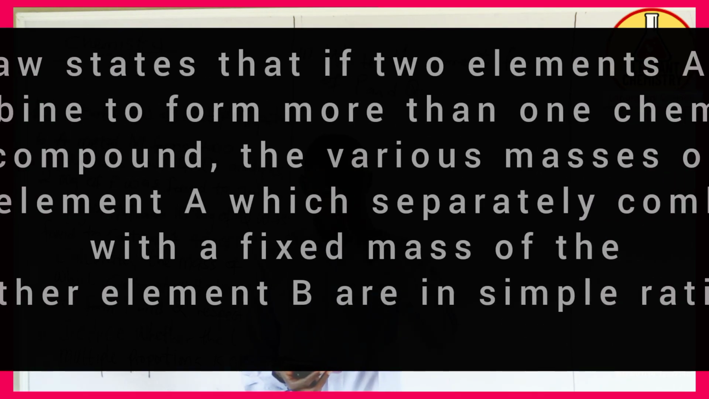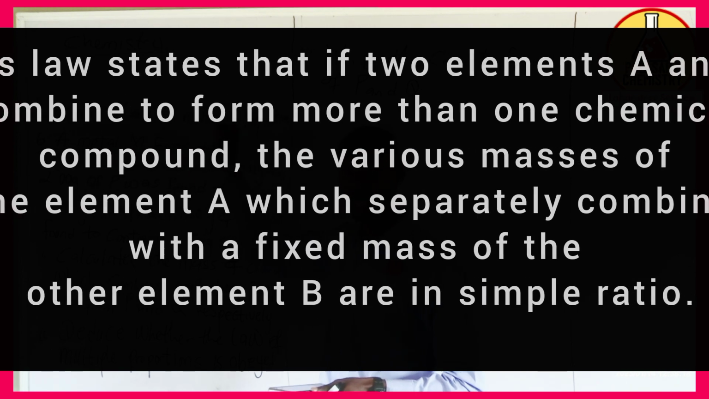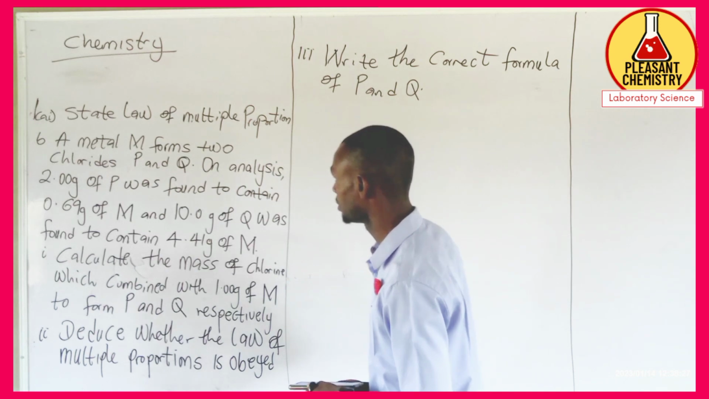I repeat, the law of multiple proportions states that if two elements A and B combine to form more than one compound, the masses of one element A, which combine with a fixed mass of the other element B, are in simple ratio. So whenever you see this kind of question in your next exam, that's how to state the law of multiple proportions. Now, let's consider the next question under it.